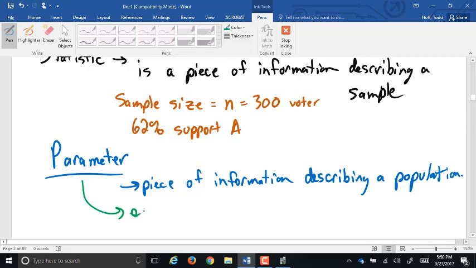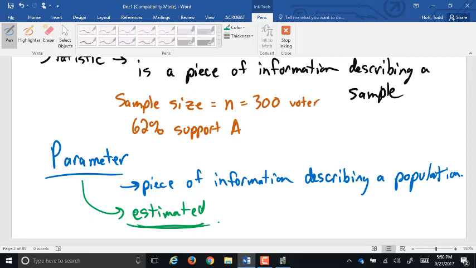Most often, parameters are estimated. If we knew the exact parameter, that means we had access to information from the whole population. If we did that, there's no reason to take a sample and do a survey. So usually we do the survey, we take the sample and use that to estimate the population. So we might say, based on our survey, we would conclude that more than half of the population supports option A. It's an estimate, it's not an exact number, but it is describing the population. That is a parameter.